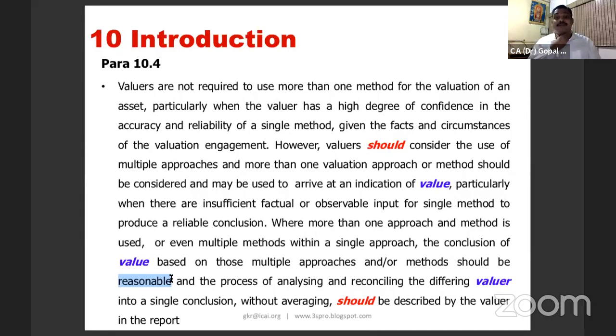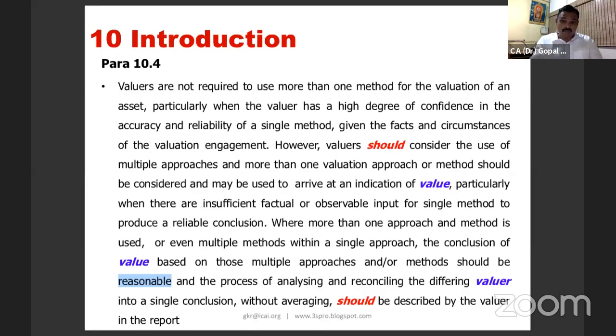And the process of analyzing and reconciling the differing values into a single conclusion without averaging should be described by the valuer in the report. Please look at this. Why has he been confident? He has done the multiple calculations, multiple approaches under the methods, but he reasons out and then negates, puts it out, points it out, and thereby he says, reconciling the differing values into a single conclusion without averaging should be described by the valuer in the report.